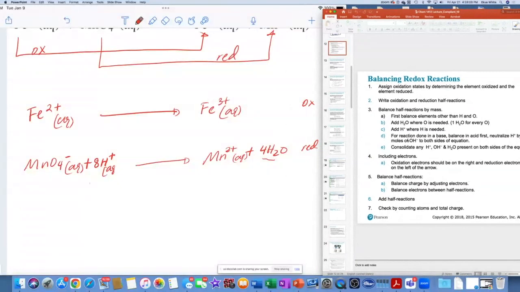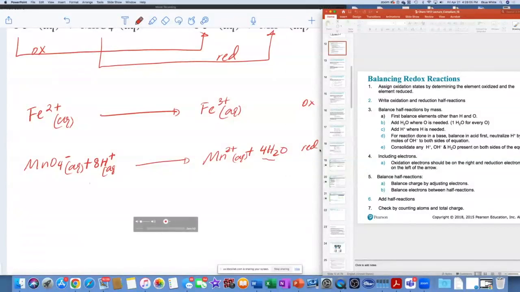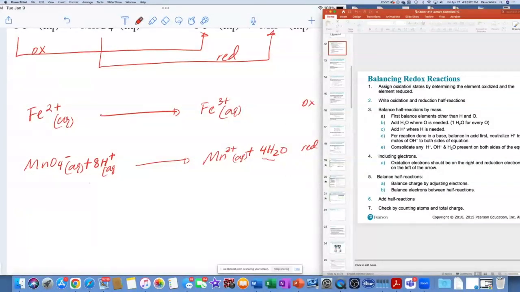Okay, so we are balancing as acid. So for right now, we'll skip rule number D and we'll skip rule number E for right now. Okay. Then let's go ahead and include electrons.